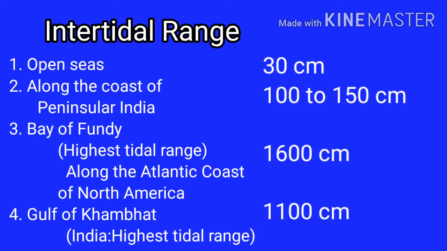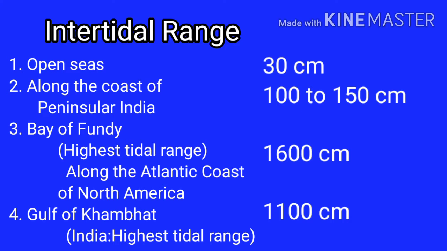The intertidal range in open seas is about 30 centimeter. However, towards the coastal areas, it goes on increasing. Along the coast of peninsular India, the range is around 100 to 150 centimeter.